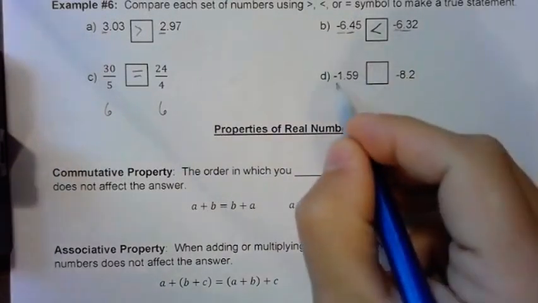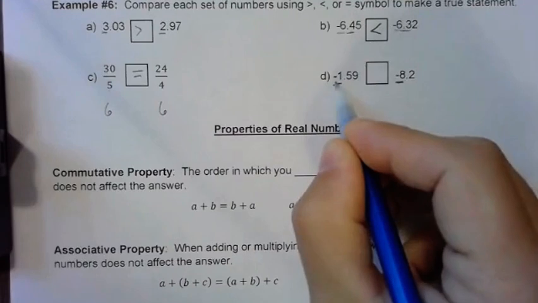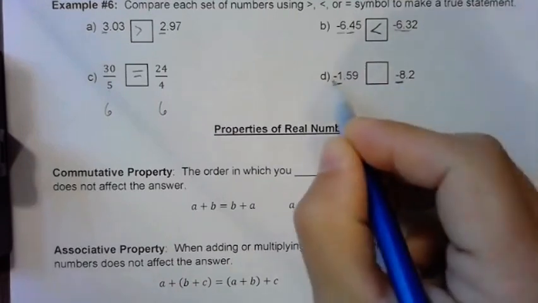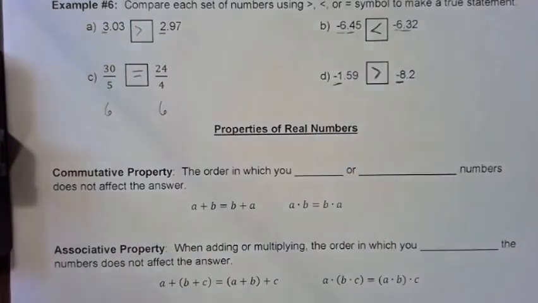Again, start with the ones place. We have a -1 compared to a -8. -1 is further to the right than -8, so -1 and 59/100 must be greater than -8 and 2/10.